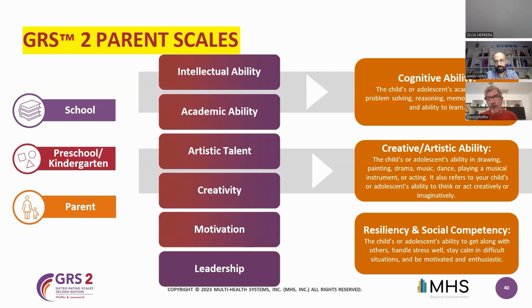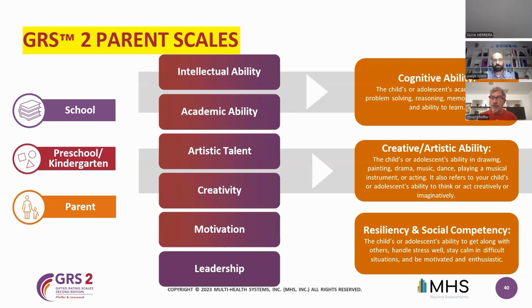Okay, so the parent scale. Remember, we have a teacher scale and a parent scale. The parent scale measures 3 domains. The teacher scale, 6: intellectual ability, academic ability, artistic talent, creativity, motivation, leadership. Those are the 6 that the teacher rates items on. The parents rate items that measure 3 broad abilities. The parent scale generates a score on cognitive ability, on creative artistic ability, and the third are those soft skills, the personality that we talked about. That's so important in understanding the whole child, the complete child: resiliency and social competency.